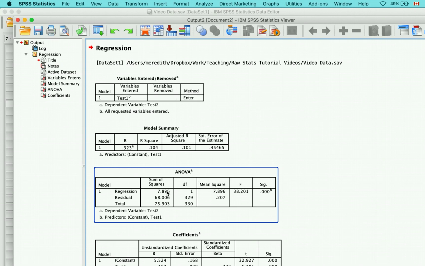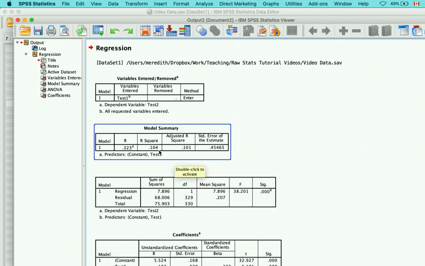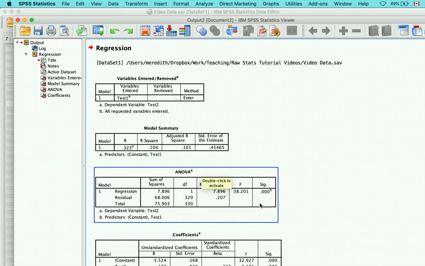And the information that you're reporting from this table is the F for 1 and 329 degrees of freedom, and the F is equal to 38.20. And then that significance value here, which you would write down as p is smaller than 0.001. And from this table, you would take that R square value.